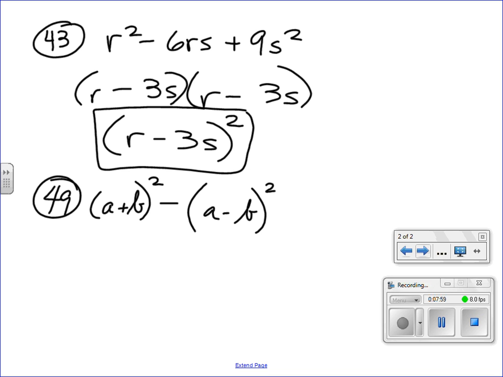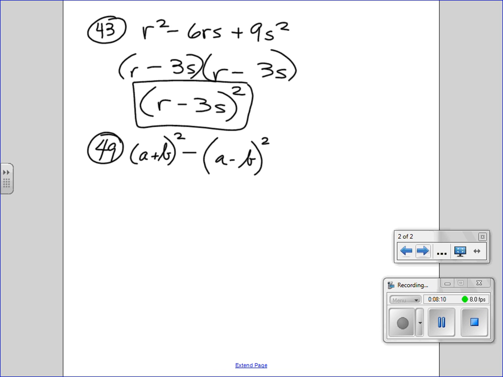Oh, y'all, this was a good one. How many of you were like, what in the world? Yeah, this was tough. But if you know what you're looking at, you can totally do this problem.